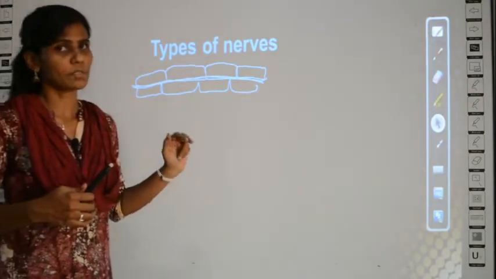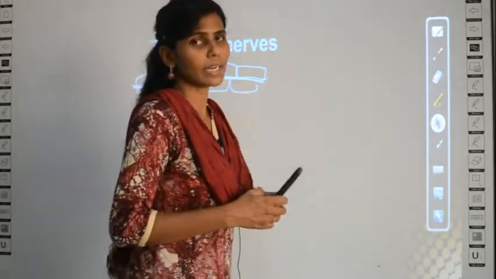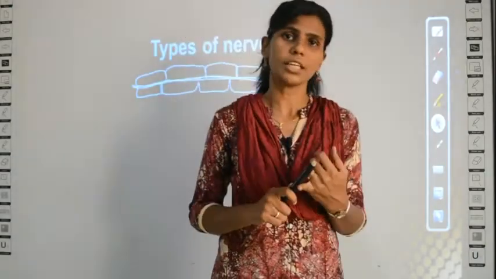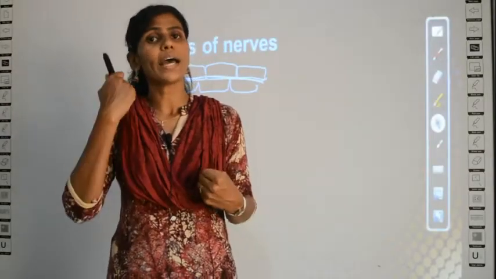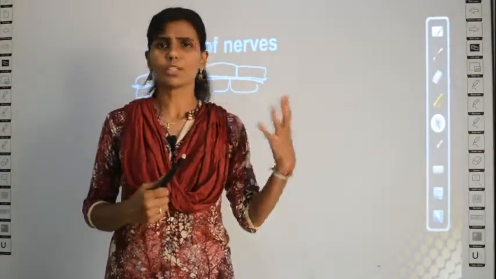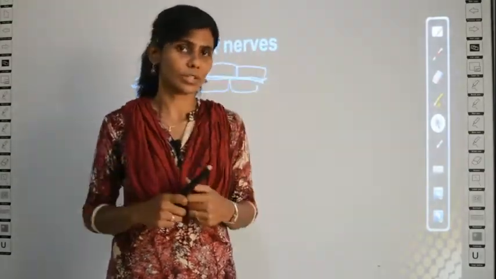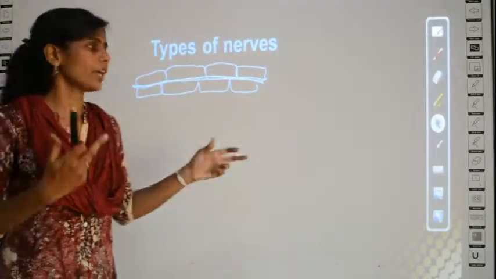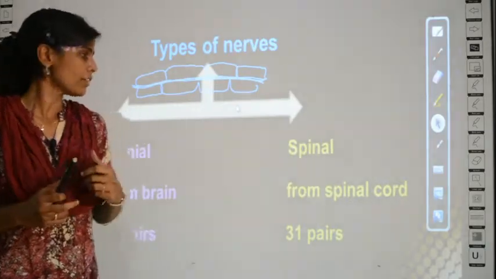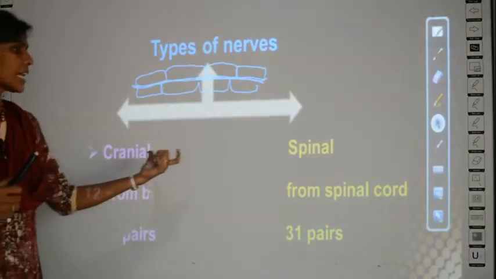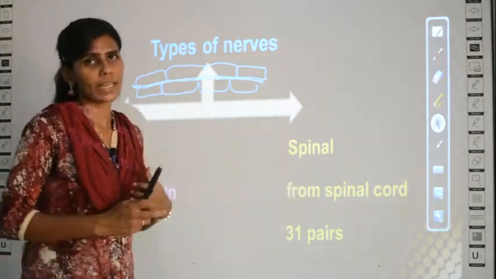Then there are two types of nerves. Already I have told you there are three types of neurons called sensory neurons, motor neurons and interneurons, right? Again, there are two types of nerves based on where they arise. That was based on their function, no? That's why I gave the classification chart below. It is based on their function. Here it is based on the location, where it is located. Based on that it is classified into two. The first one is called cranial nerves and the second one is called spinal nerves.